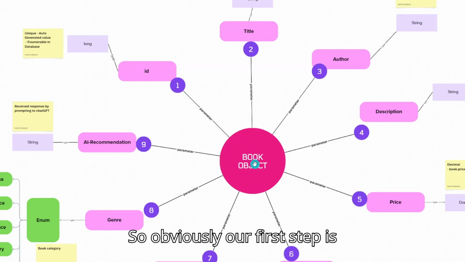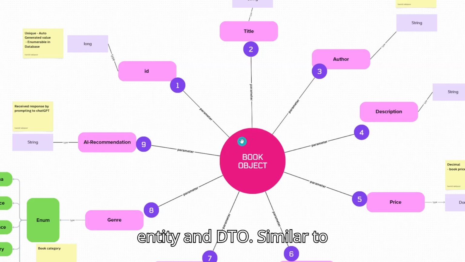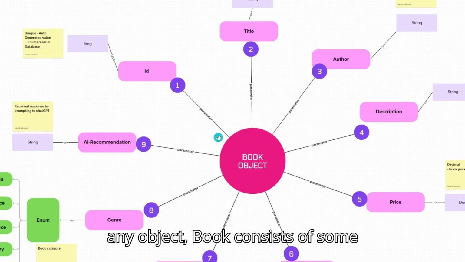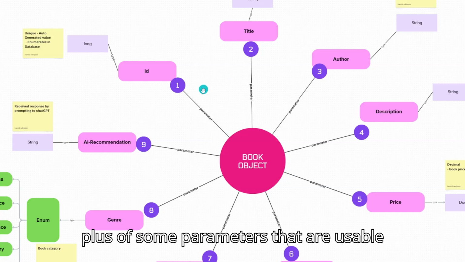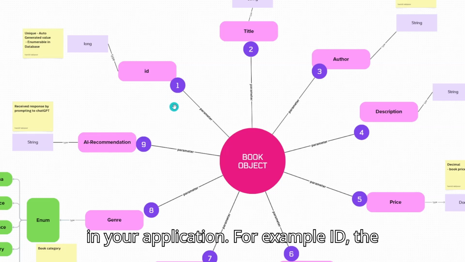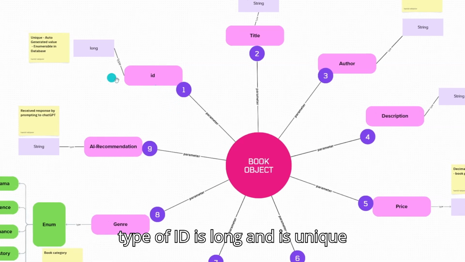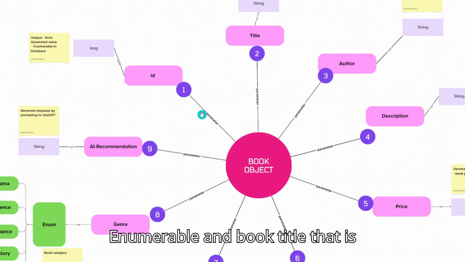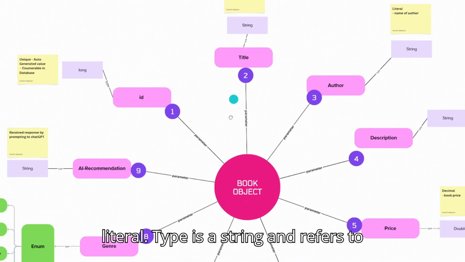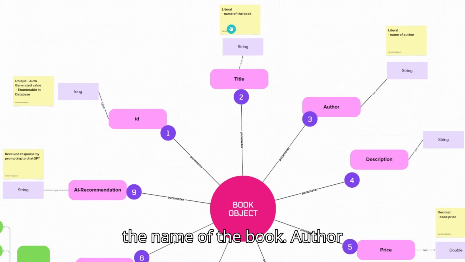So obviously our first step is creating the book class as an entity and DTO. Similar to any object, book consists of some specifications as parameters, plus some parameters that are usable in your application. For example, ID. The type of ID is long, and it is a unique, auto-generated value. And book title is a string and refers to the name of the book.